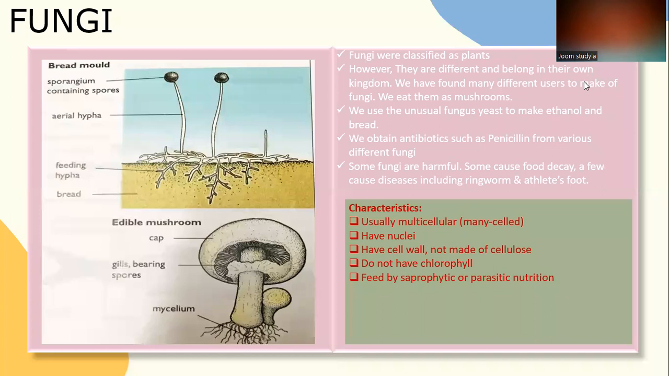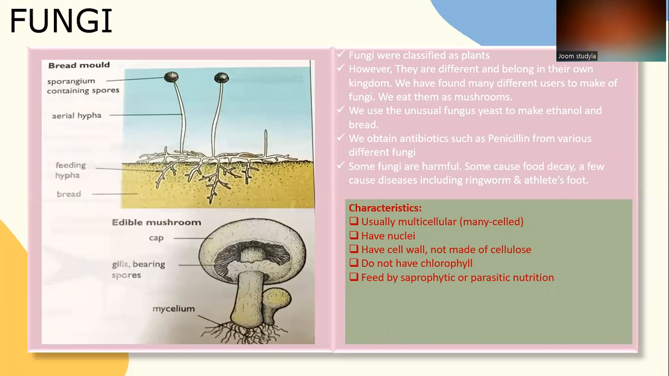Okay, and then we have fungi. Fungi were classified as plants. However, they are different and belong in their own kingdom. We have found many different uses for fungi. We eat them as mushrooms. We use the unusual fungus yeast to make ethanol and bread. We obtain antibiotics such as penicillin from various fungi. Some fungi are harmful. Some cause food decay. A few cause diseases, including ringworm and athlete's foot.